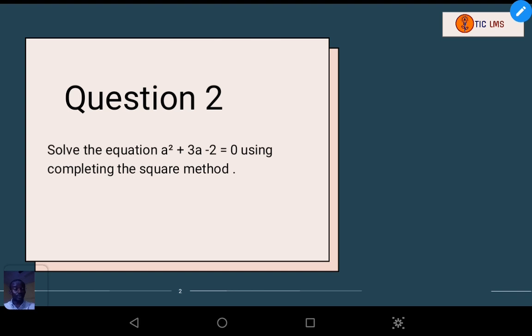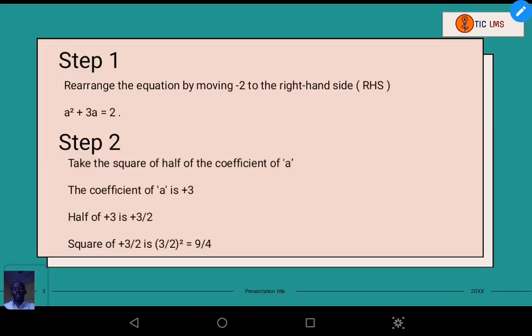Okay, so this is a quadratic equation because the variable a has a power of 2, and that is the highest power we have there. Now let's look at the steps by which we solve this.